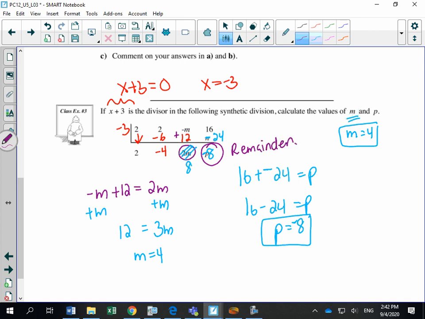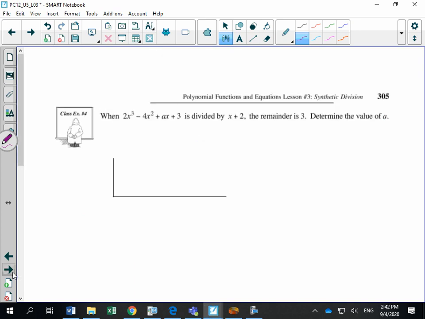Okay, we're going to do one last class example, which is class example 4. And then it's a very similar method to this, and then I'll give you your homework questions. Okay, so class example number 4. When this polynomial is divided by this divisor here, it gives us the remainder, and it says that the remainder is 3. Okay, determine the value of a.